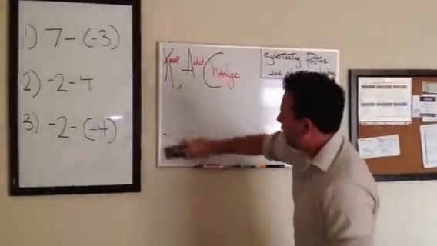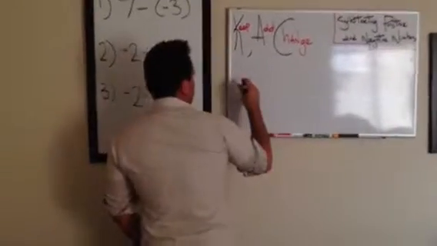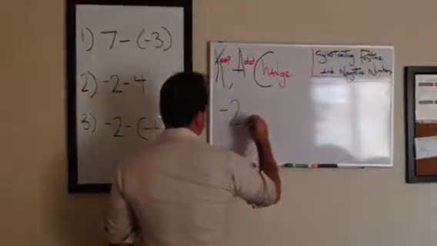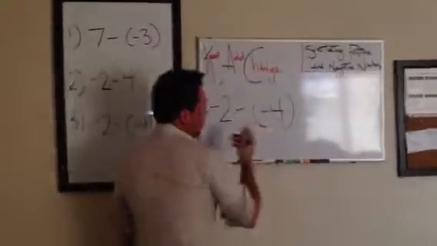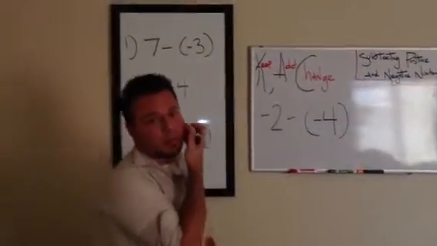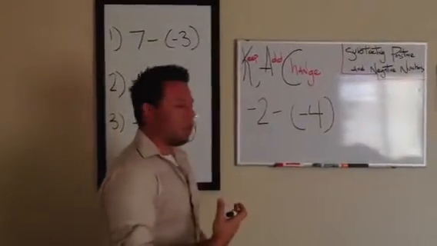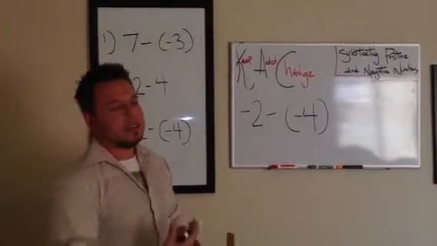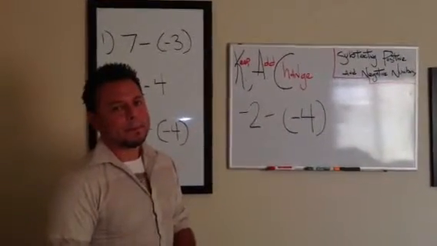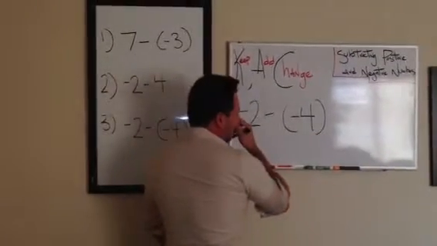Alright. Now, next problem: -2 minus -4. Alright, so here's what I want you to do. I want you to try this problem on your own, by yourself. So, pause the video, try it on your own, -2 minus -4. Hit unpause and see if we got the same answer. Alright? Go. Back? Alright.